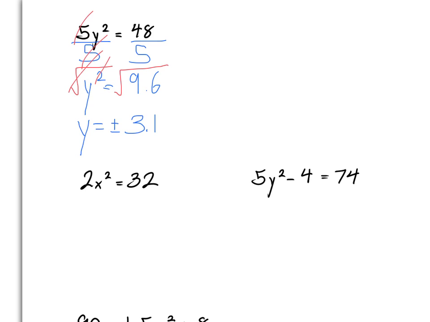You know what? Try this one on your own now. This one: 2x squared is equal to 32. Let's see how you can handle that one. Pause the video now and please try it.